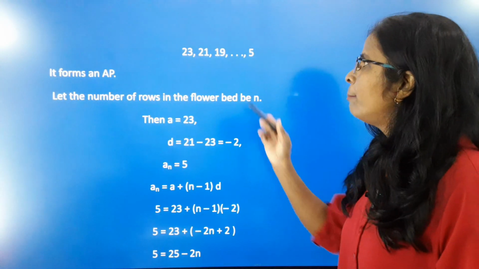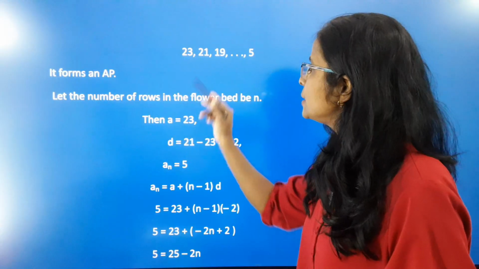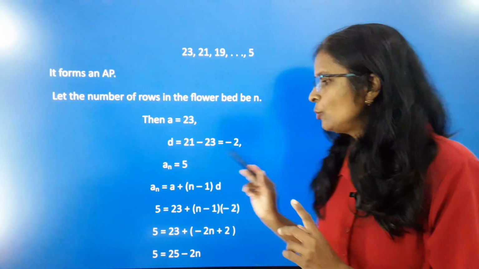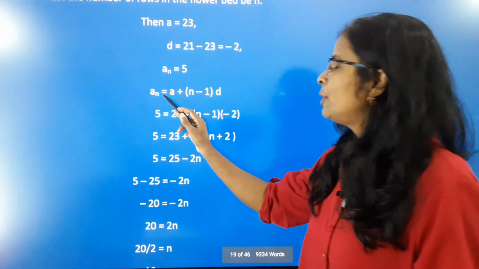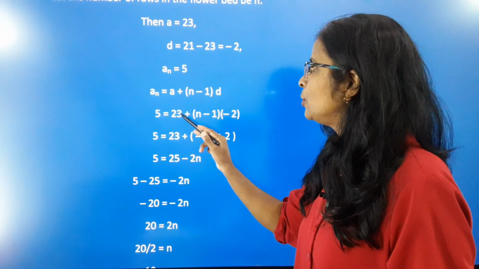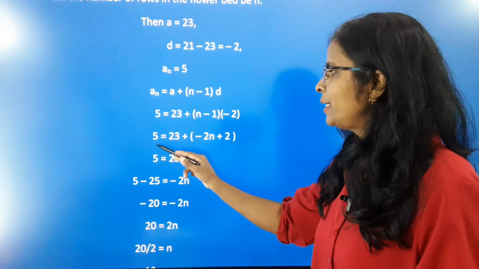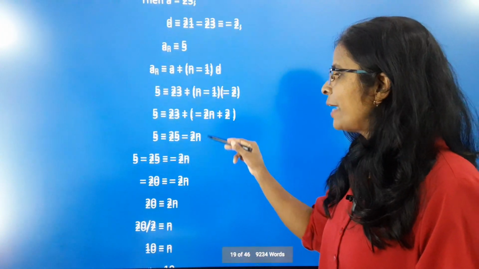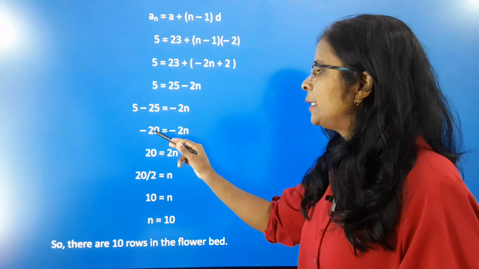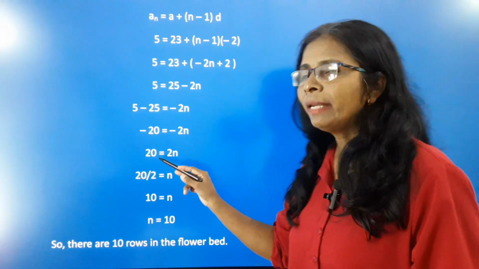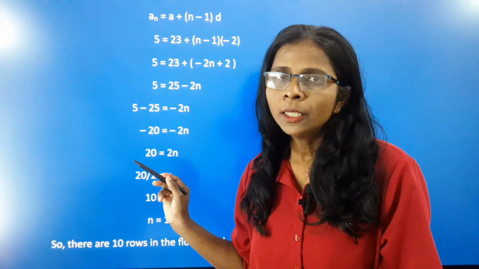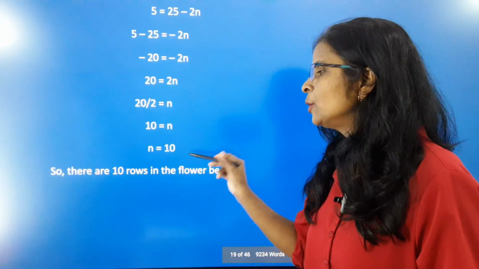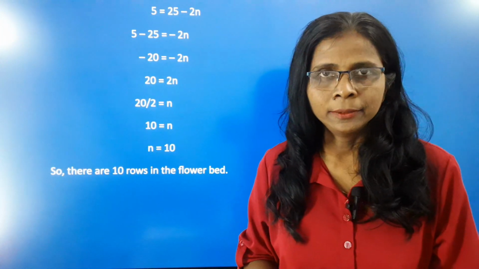From the AP, we get A is equal to 23, D is equal to minus 2 and AN is equal to 5. AN means the last term. Now use the formula AN is equal to A plus (N minus 1) D. So 5 is equal to 23 plus (N minus 1) into minus 2. So 5 is equal to 23 minus 2N plus 2. 5 is equal to 25 minus 2N. 5 minus 25 is equal to minus 2N, that is minus 20 is equal to minus 2N. 20 is equal to 2N, after removing the minus sign. So 20 upon 2 is equal to N, 10 is equal to N. So there are 10 rows in the flower bed.